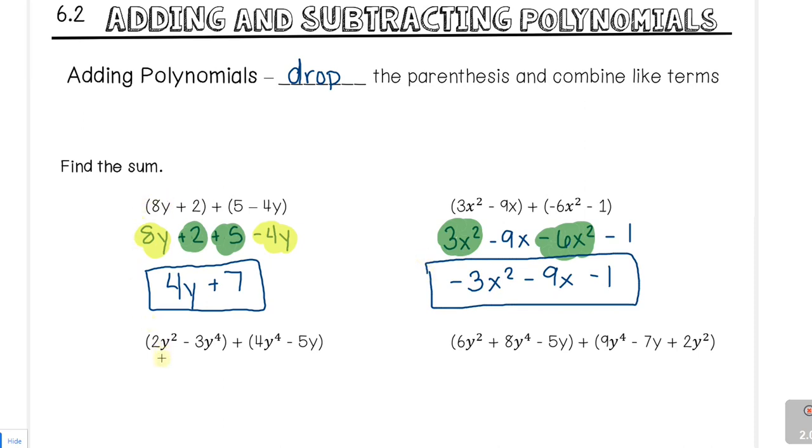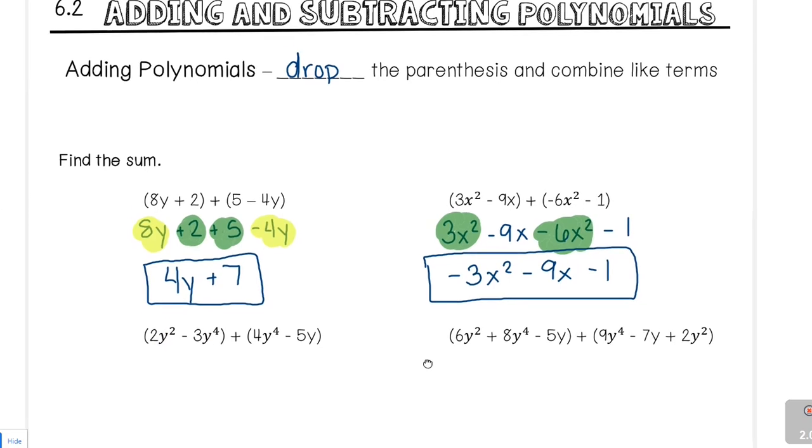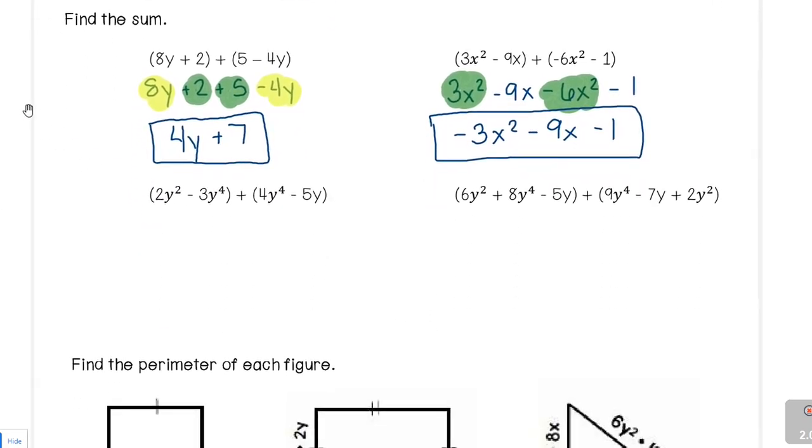Let's look at the next one. We have 2y squared minus 3y to the fourth plus 4y to the fourth minus 5y. Drop your parentheses. And just rewrite all terms as is. Now combine your like terms.